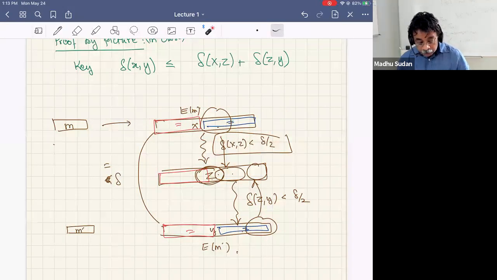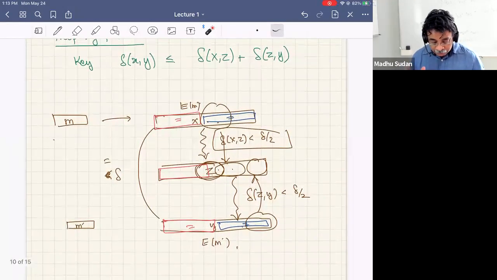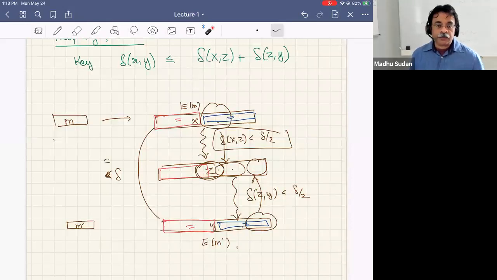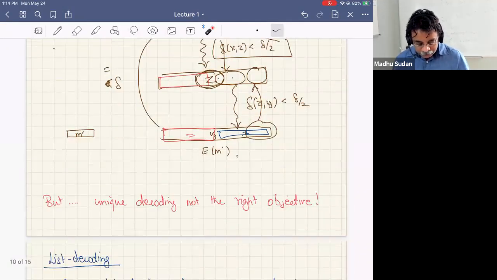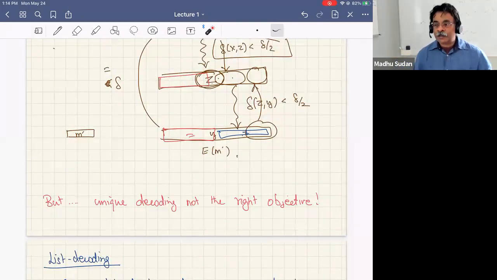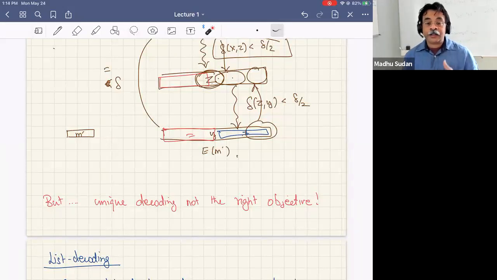Okay. So for the longest time, we used to think that, okay, that means the maximum fraction of errors that you can correct is half the distance of a code. And the distance of a code is some number between 0 and 1, even over large alphabets. So the maximum fraction of errors you can correct is 1/2. Now, in the last 20 years, we've figured out that this is not the right objective function. Unique decoding should not be our goal.